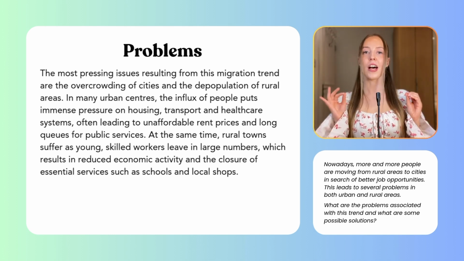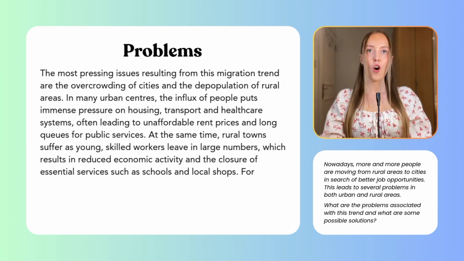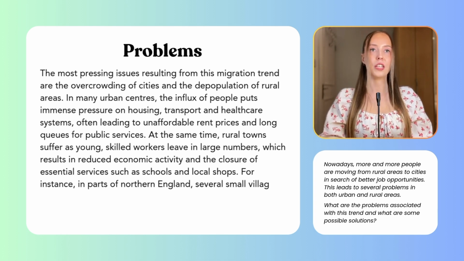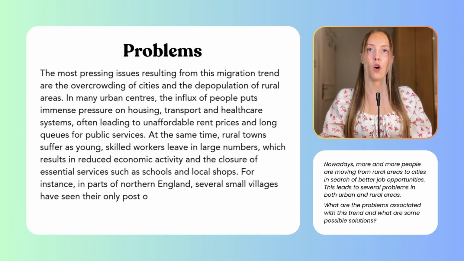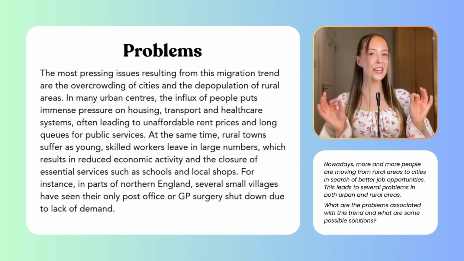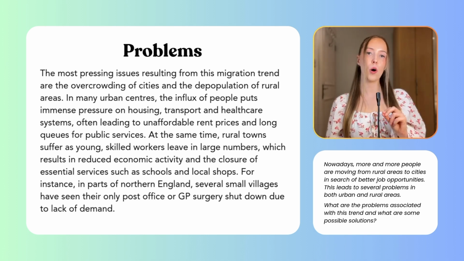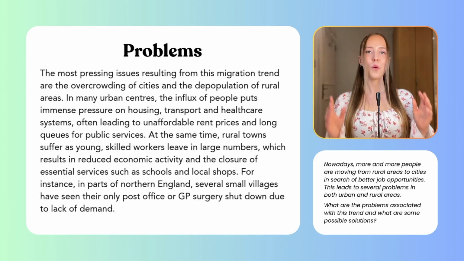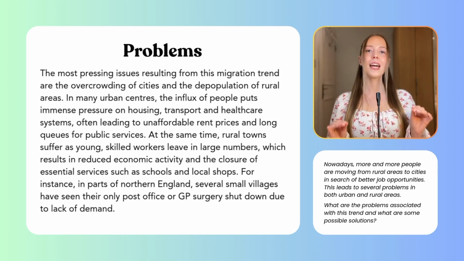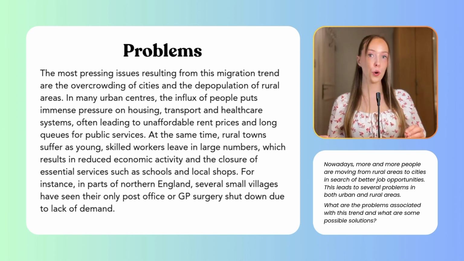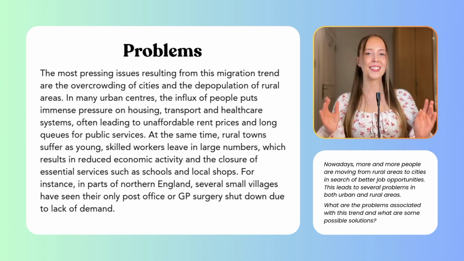Now we need to give a specific example of this. For instance, in parts of northern England, several small villages have seen their only post office or GP surgery shut down due to lack of demand. This is a realistic and detailed example showing the effect of rural depopulation in a specific region. When it comes to examples, realistic is the key word. The example doesn't actually have to be true or factual, it just needs to sound like it could be.